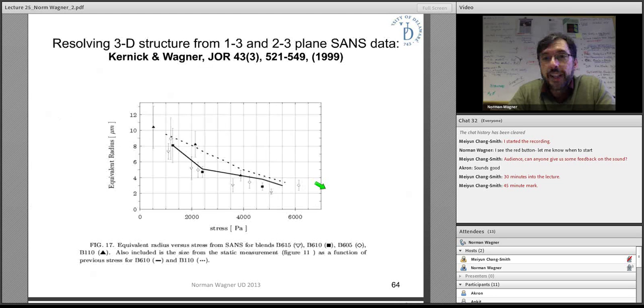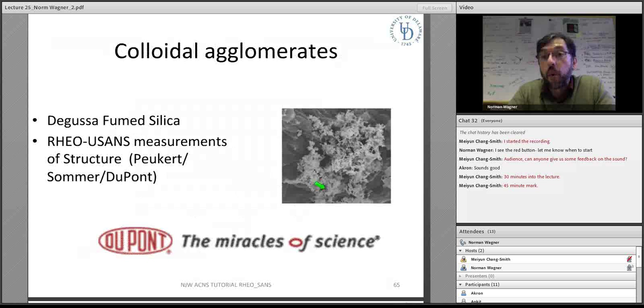That's probably the easiest one to understand in terms of a form factor in the scattering here. We're sort of looking at individual droplets under flow. Colloidal agglomerates are quite interesting, and here we might be interested in the fractal dimension and the compaction. Here's a typical fumed silica aggregate. And this is some work that was done with DuPont and a group at Munich at the time, Wolfgang Peukert's group, and a graduate student, Mark Sommer.